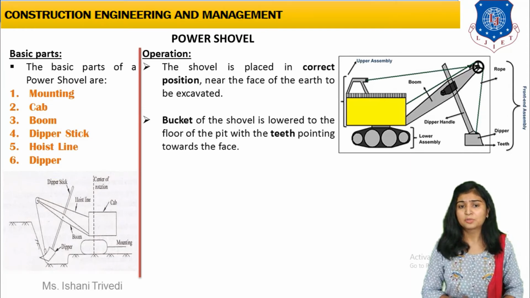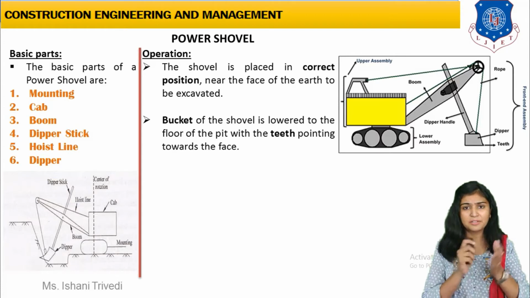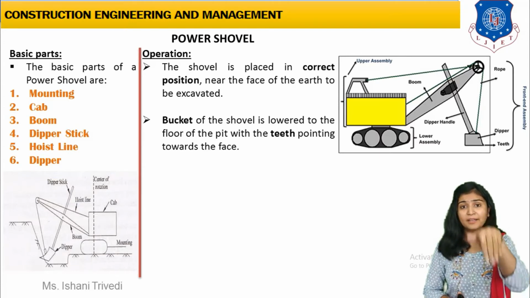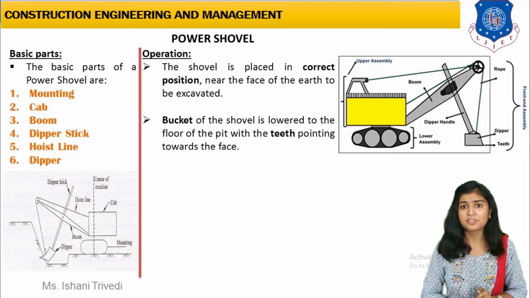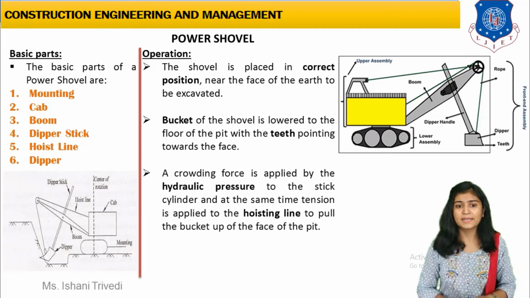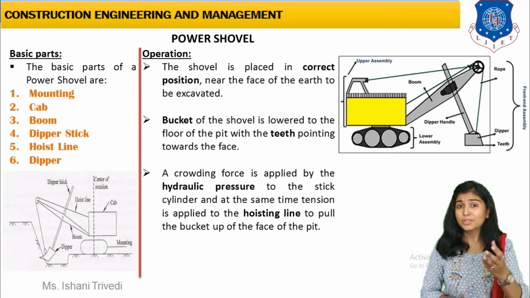So how does this work? First of all, the power shovel will be taken into the correct position, at the angle where you want to carry out the excavation work. So it will be on the surface of the earth where it has to be excavated. Now the bucket or the dipper of the shovel will be lowered, right?